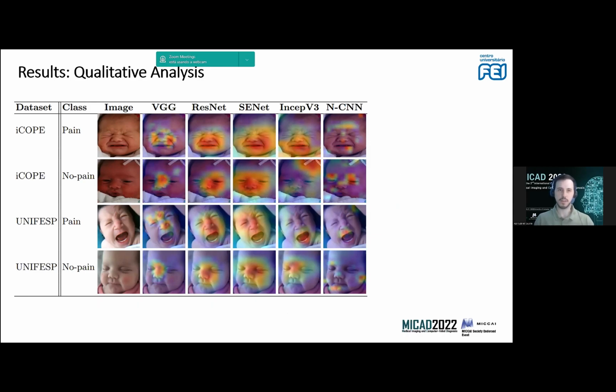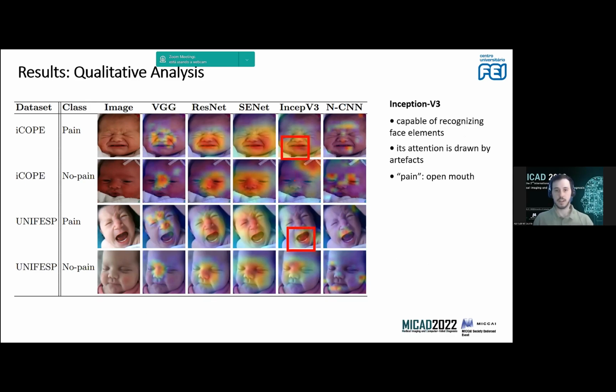Regarding the other models, Inception V3 is capable of recognizing face elements, as we can see in these examples. However, its attention is easily drawn by external objects, such as in the second sample. There's a ball, and the heat map is all focused on the baby's ball. It also seems to associate the pain state with the open mouth. And because its attention is easily drawn by external objects, we cannot rely on this model. Inception V3 is not reliable for the desired task.